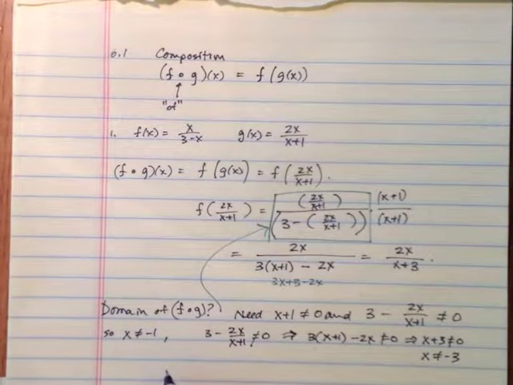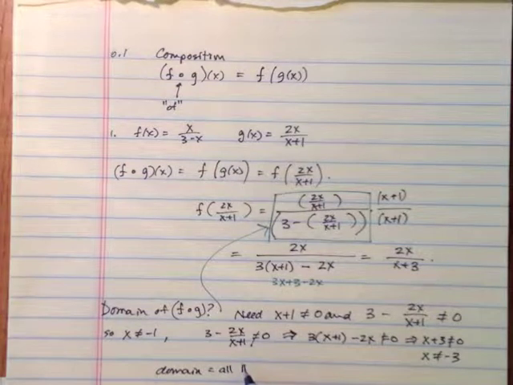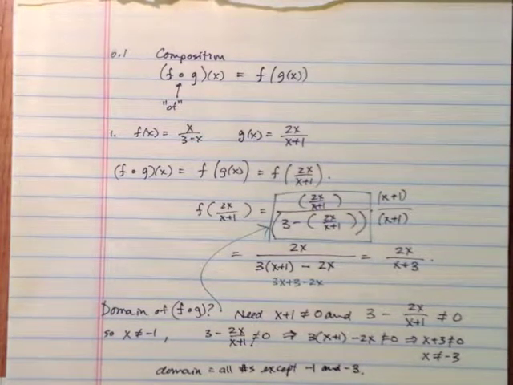That means the domain, I think I can just squeeze it in here. The domain is all numbers except negative 1 and negative 3. That's a reasonable answer considering how much space I've got left. I'm not going to bother putting that in interval notation.